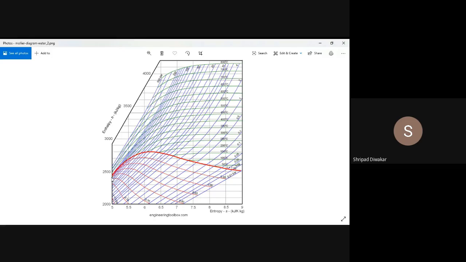So P1 is 12 bar and P2 is 10 bar and X1 is, X equals 1. What are the values? You can find them from a steam table also, but the values vary. You will not get an accurate value in the Mollier diagram. Understood? How to locate? Any doubts? How to locate the points 1 and 2, you know.